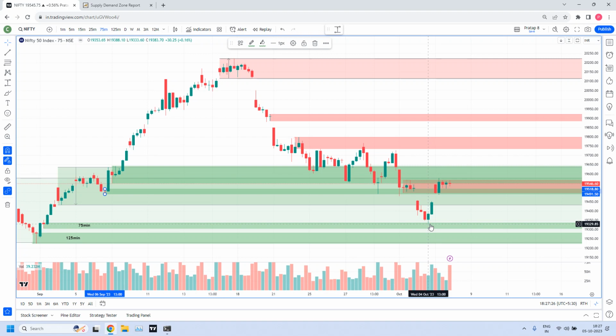Okay, let me tell you the answer. You might know a concept called bull trap and bear trap. And this 75 minutes zone is a bear trap. The moment this high liquidity zone is broken, generally what is the thinking of demand and supply zone traders?